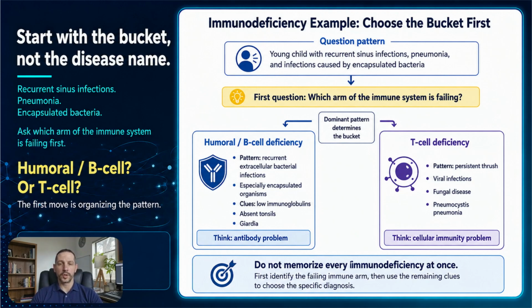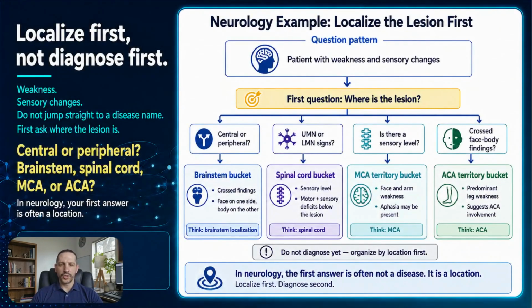Now, let's move on to a neurology example. Neurology questions become overwhelming when students try to diagnose the disease before localizing the lesion. Suppose a patient has weakness and sensory changes. Before thinking about a named condition, ask, is this central or peripheral? Are there upper or lower motor neuron signs? Is there a sensory level? Are there crossed findings involving the face on one side and the body on the other?